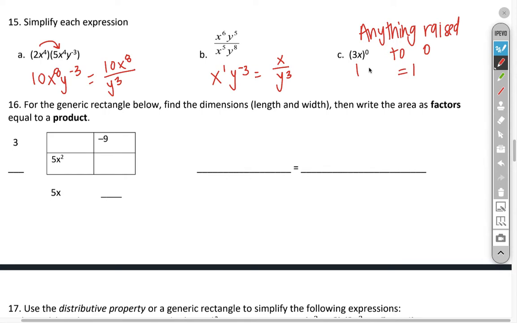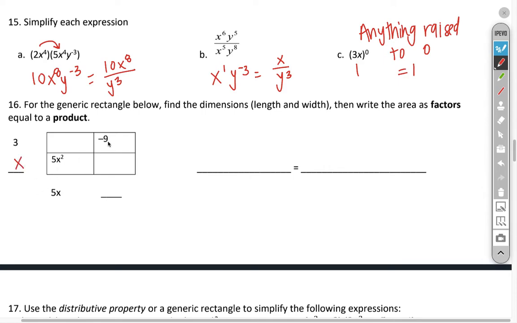All right, then it says for the generic rectangle below, find the dimensions, length, and width, then write the area as factors equal to a product. Don't let these fancy words confuse you or throw you off. All we're doing is filling out this box and then showing what we factored out and what we would get. So we have 5x squared. We know 5x went into that, so 5x times what would give us 5x squared? That means this has to be x.